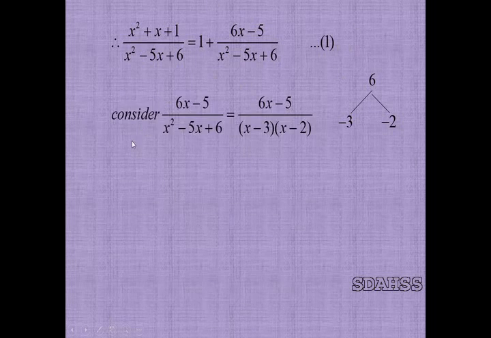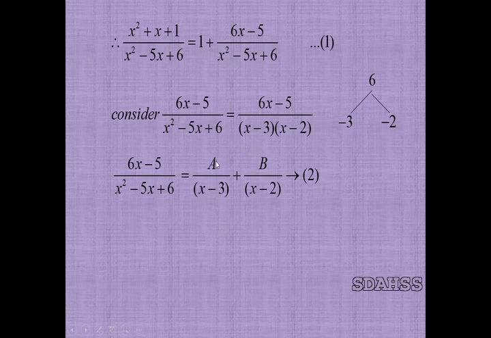Consider 6x minus 5 divided by x square minus 5x plus 6. Keep the numerator as it is. Consider the denominator and factorize it. Here the sum is equal to minus 5 and the product is equal to 6. So 6 can be written as minus 3 and minus 2. If you add, you will get minus 5. If you multiply, you will get 6. So keep the numerator as it is, 6x minus 5 divided by x minus 3, x minus 2.